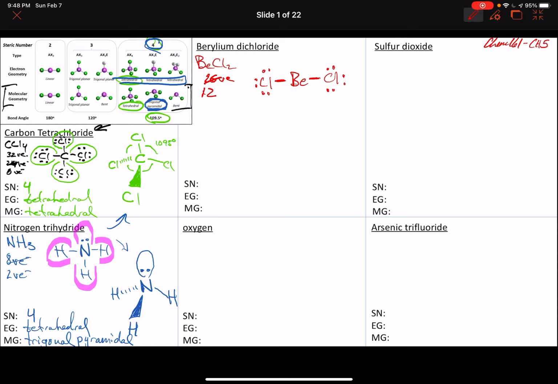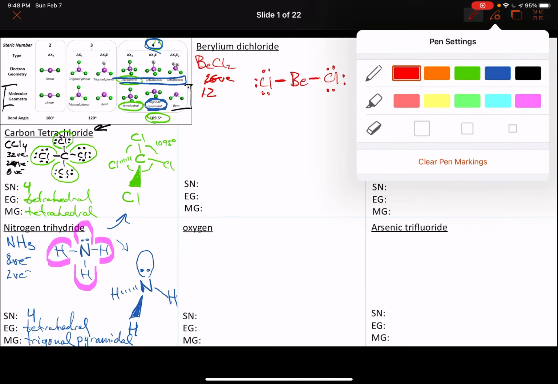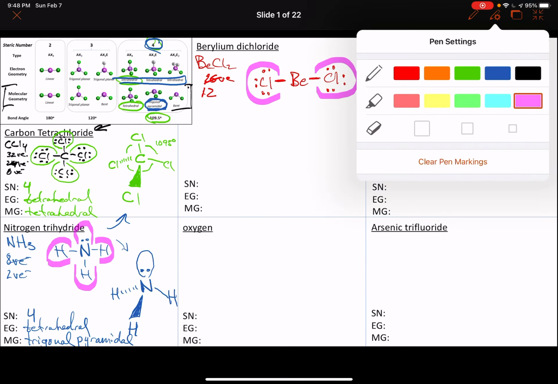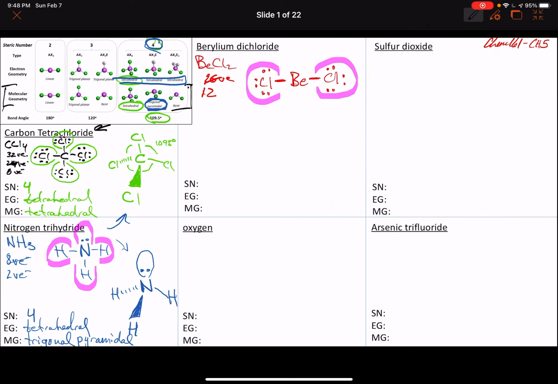Okay, so with that, we can now start to count electron groups. So at the central beryllium, there's an electron group to the right, an electron group to the left, and there are no lone pairs, so this has, therefore, a steric number of 2. When we have a steric number of 2, we have a linear electron geometry.